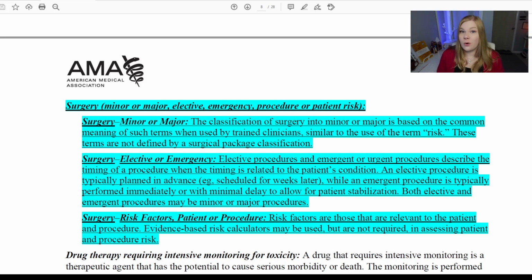And then it says surgery risk factors, patient or procedure. Risk factors, so like if we're talking about major surgery with or without risk factors, are those that are relevant to the patient and the procedure. Evidence-based risk calculators may be used but are not required in assessing patient and procedure risk. So again, this is kind of going back to the clinician. Is the clinician going to document that this particular surgery for this particular patient is a minor surgery or a major surgery for their whole scenario of what's going on?